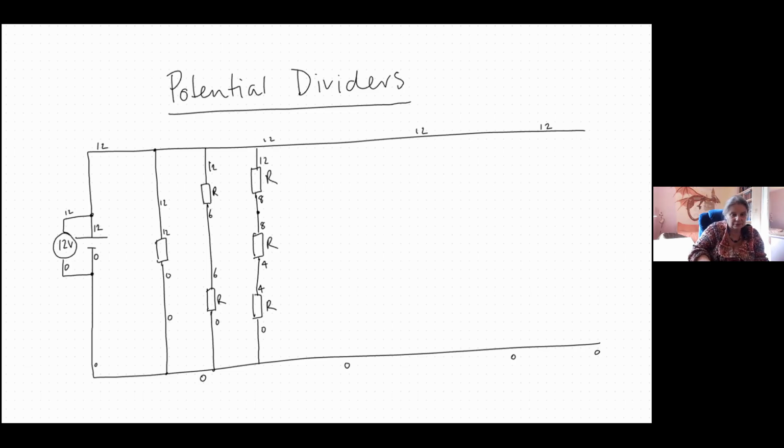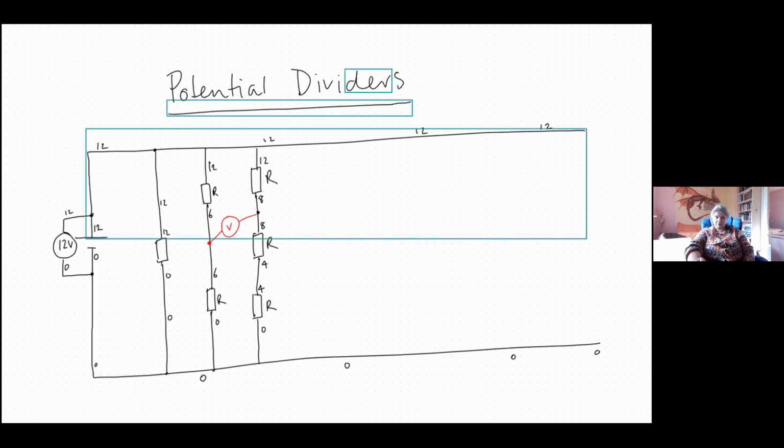Okay, what happens if I put my voltmeter there? What will it read? Isn't it 0 because it's wire? No, the voltmeter does not count as a wire. In fact, an ideal voltmeter has infinite resistance. So no, it's not a wire.